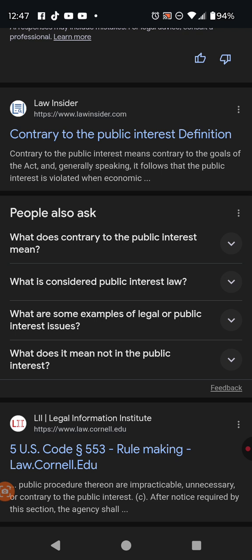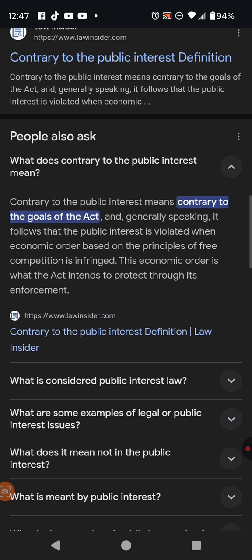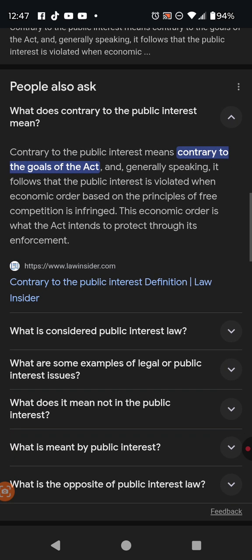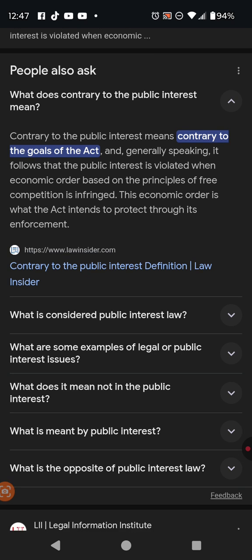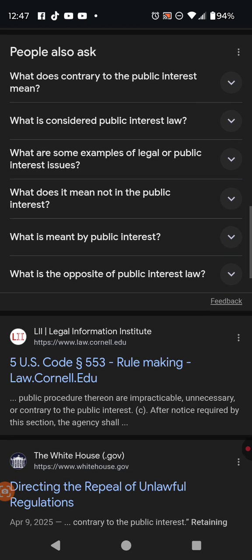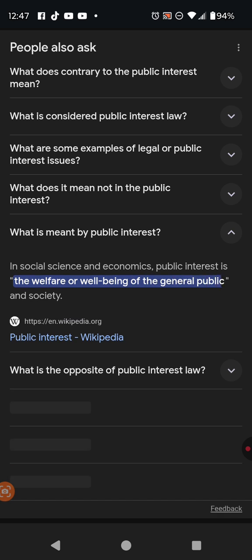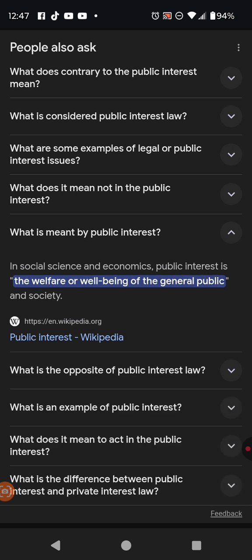What does contrary to the public interest mean? Contrary to the public interest means contrary to the goals of the act, and generally speaking, it follows that the public interest is violated when economic order based on the principles of free competition is infringed. The economic order is what the act intends to protect through its enforcement. Okay, so you're the public, so you should really get into this public interest doctrine.